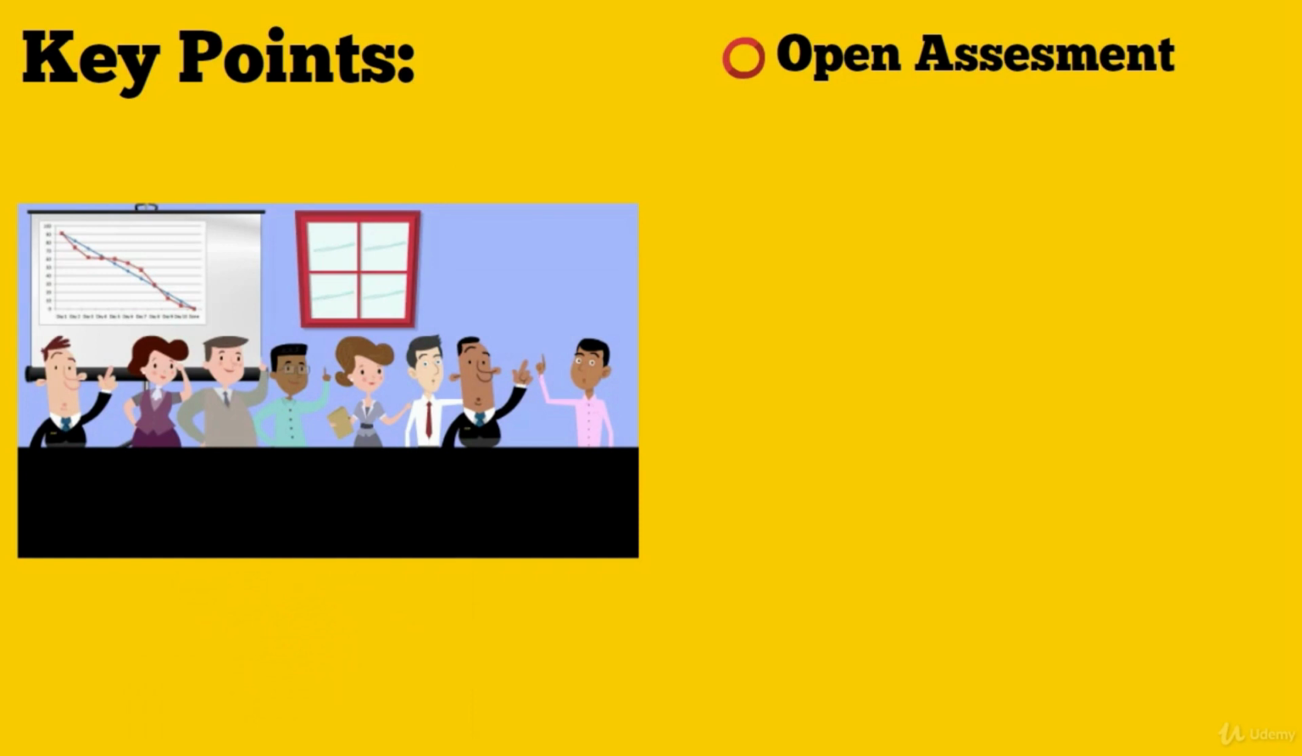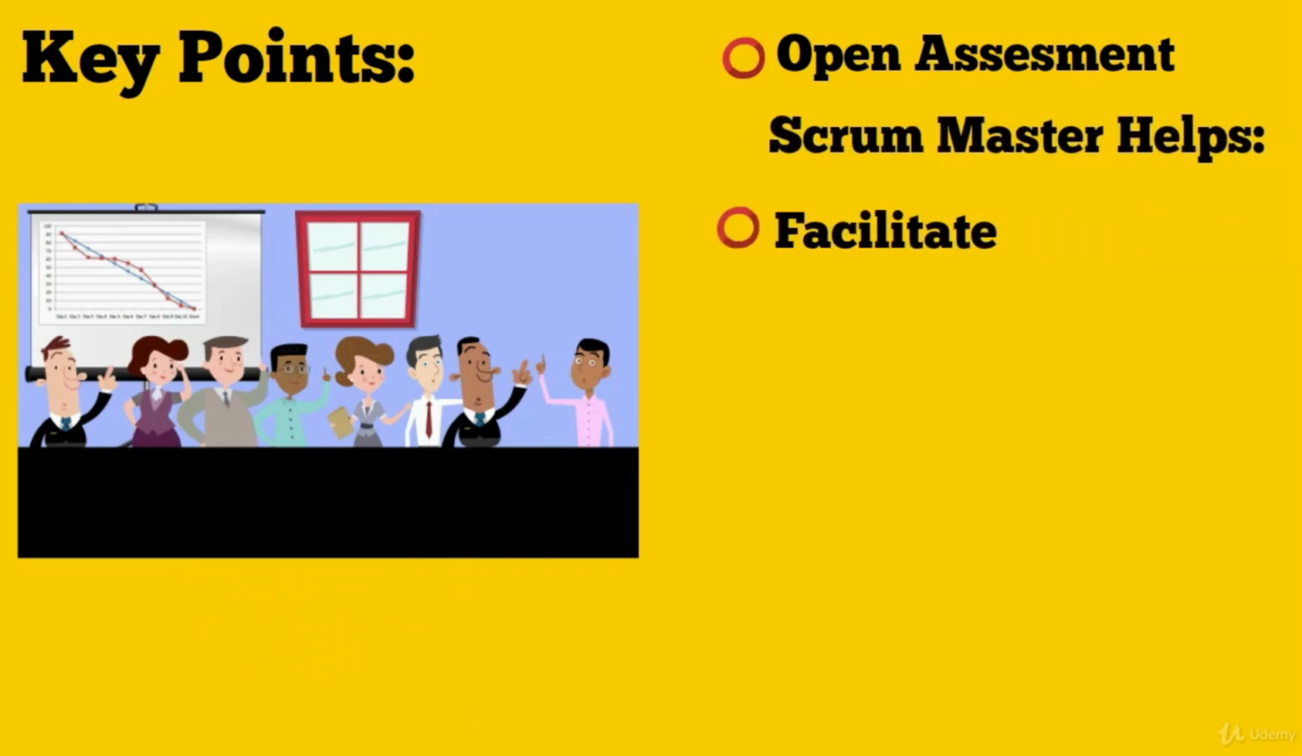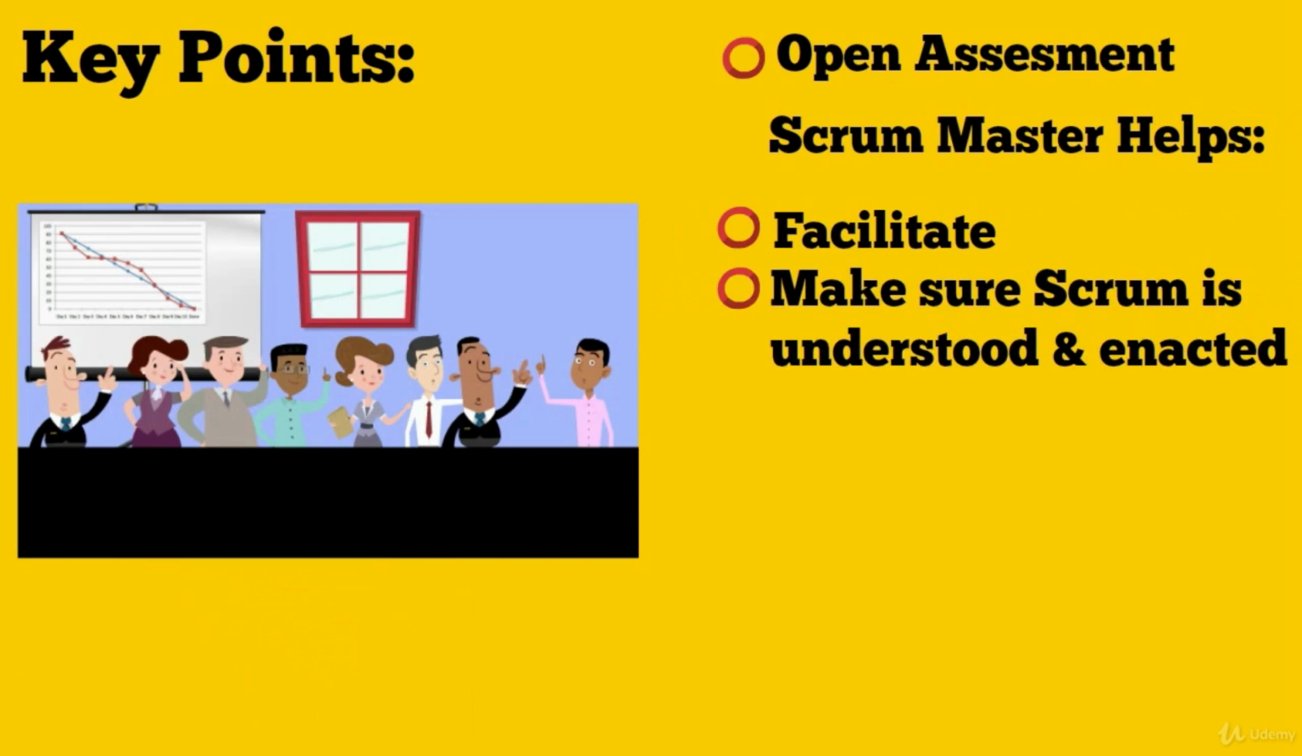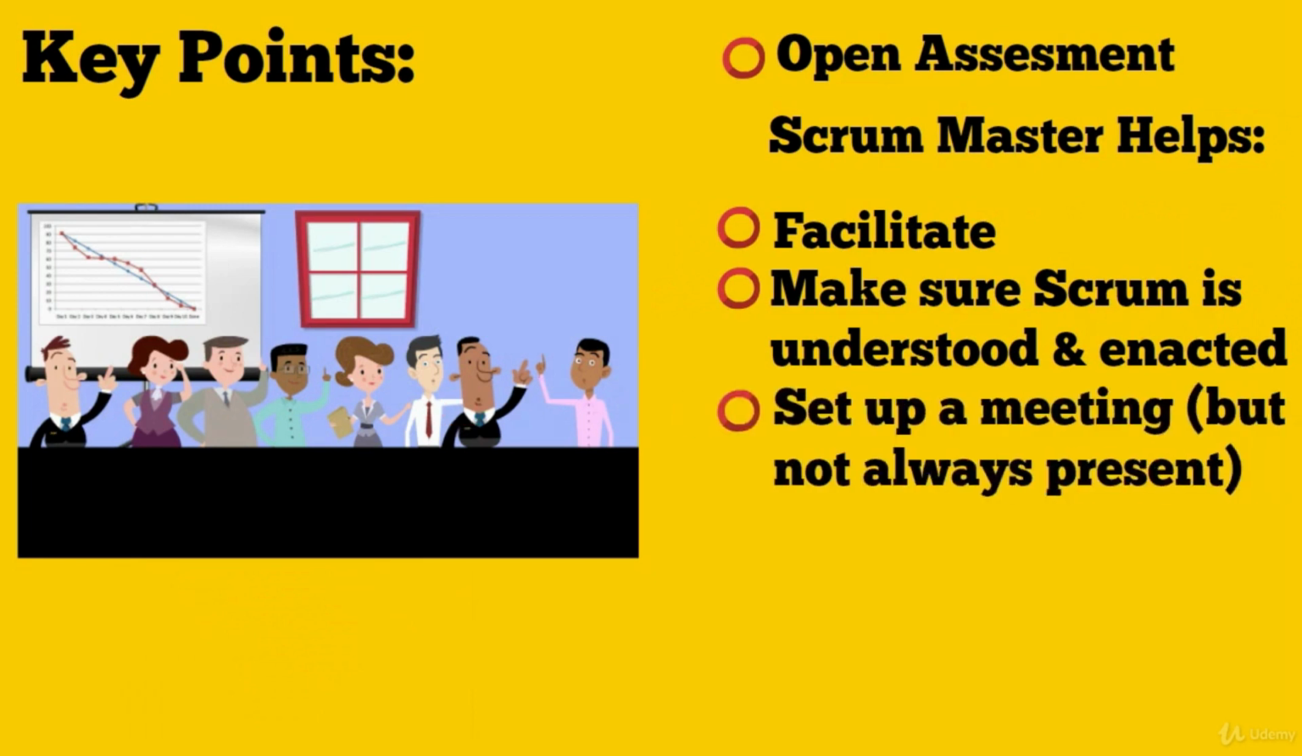A lot of times in Scrum, you'll find that the Scrum Master is there to facilitate and to make sure that Scrum is understood and enacted. But sometimes the Scrum Master does not need to be present with the team in order to make sure these things happen. He or she may just need to set up a meeting, or he or she may need to be present a lot of times, and I recommend you are present in nearly every situation. But there are also some situations where you don't need to be present. Scrum Masters do this by triggering the team to self-organize.